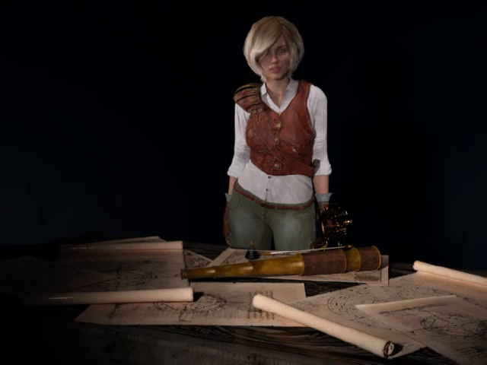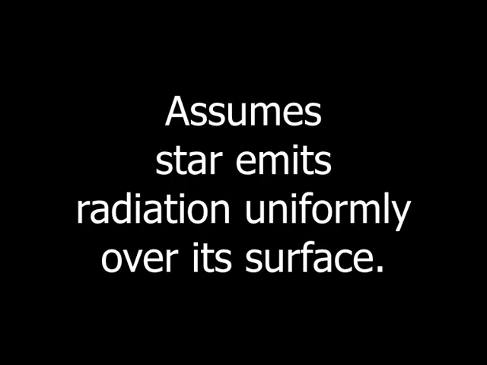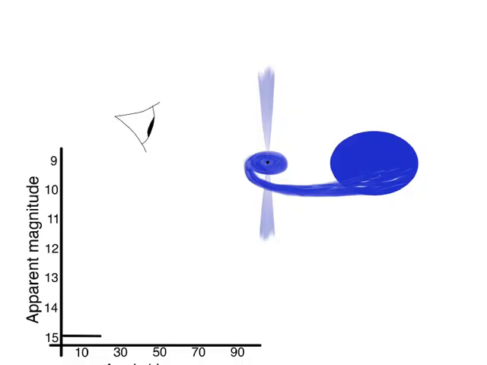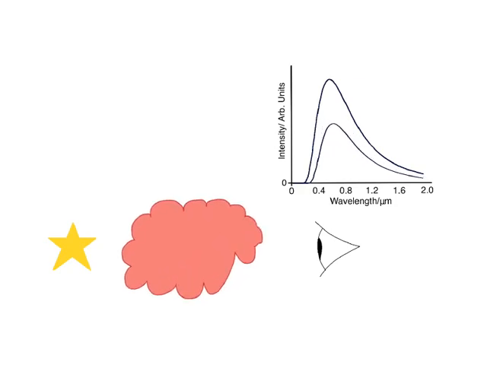In this video I will review how to use Stefan's law. Stefan showed that for a black-body object, the power output per surface area depends only on the black-body temperature. It assumes that the star emits radiation uniformly over its surface, which is usually the case. It also assumes that the inverse square law of radiation is valid, which is usually the case, except when the radiation is in a collimated beam, or there is absorbing material between the observer and the star.